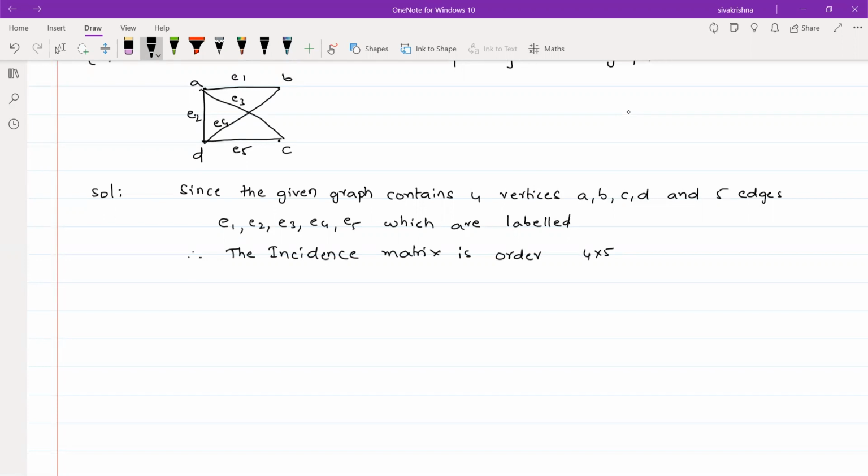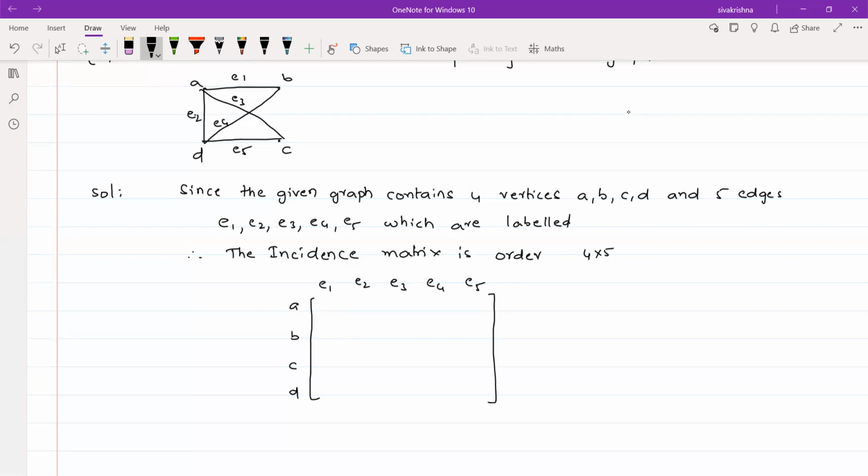Okay, so in the adjacency matrix we have to represent the matrix over vertices only. In both rows and columns we consider only the vertices, whereas in the incident matrix we have to consider the matrix over vertices and edges. So the required incident matrix should be of order 4 by 5. Once again I am representing the vertices A, B, C and D along the rows, and the edges E1, E2, E3, E4 and E5 along the columns. So once again we have to find the matrix, right?